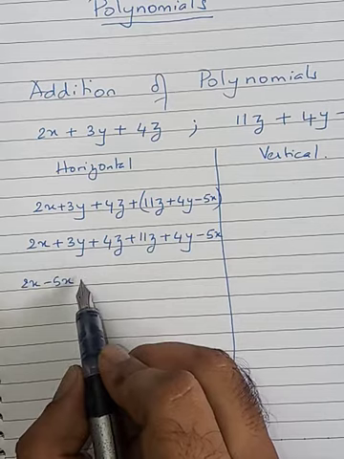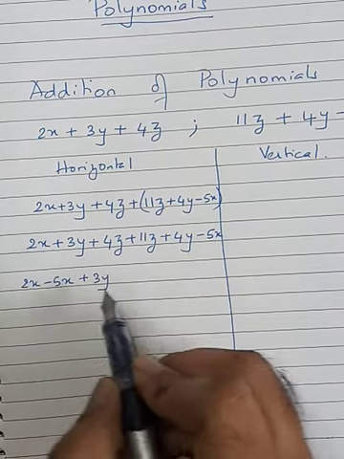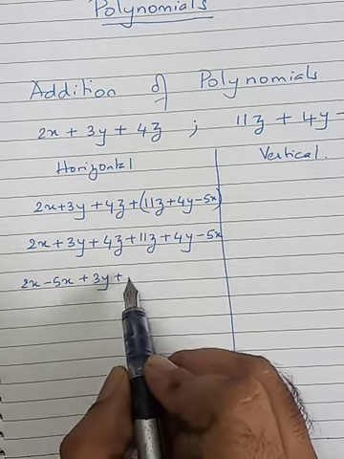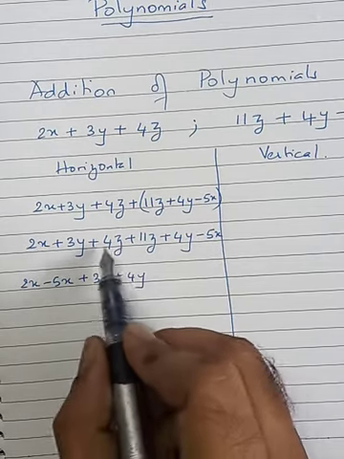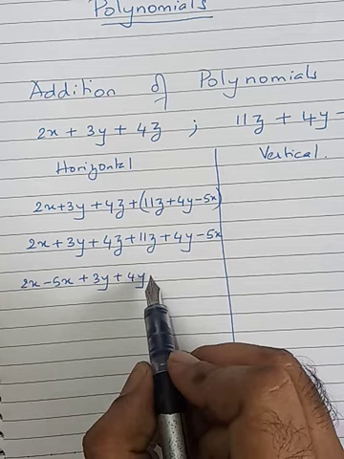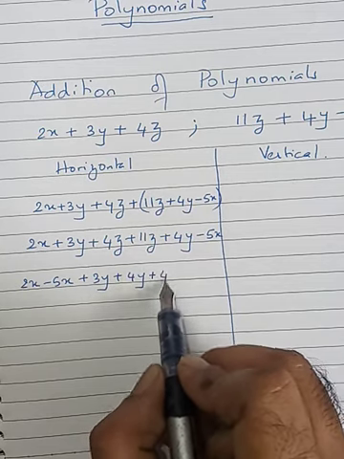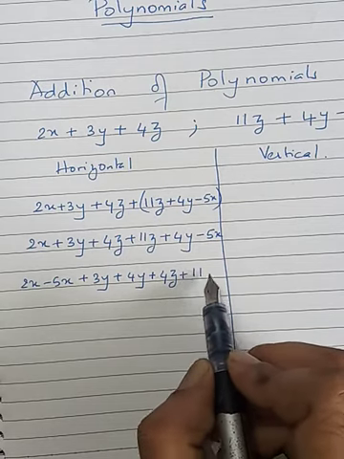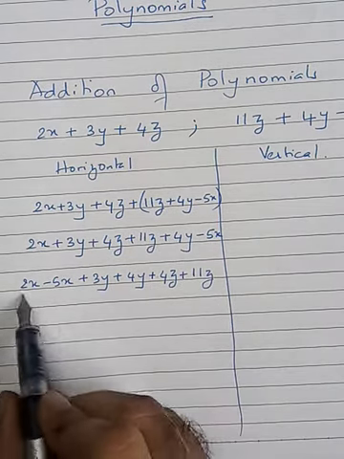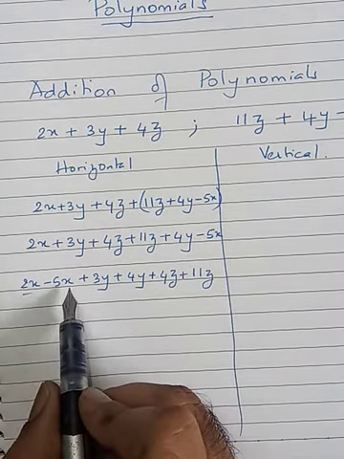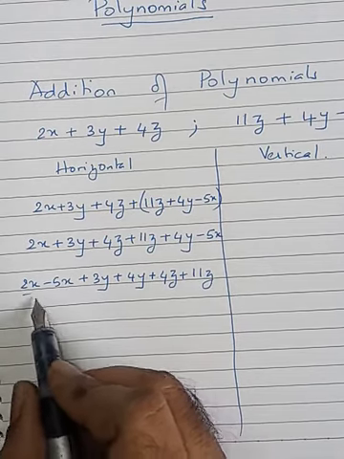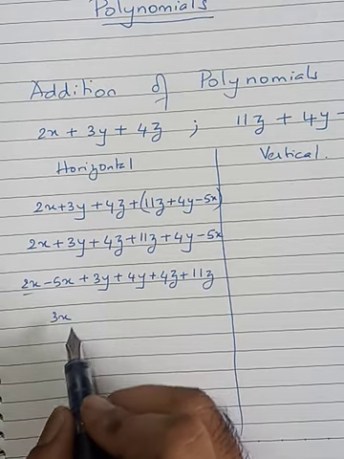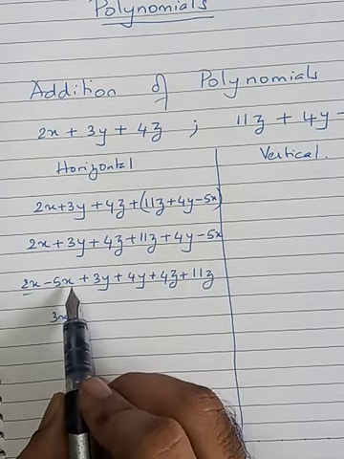Now the next term is plus 3y. Do I have a y term? I have over here plus 4y. Now over here I have got plus 4z. I have over here 11z. I can add this. 2x minus 5x will give me what? 3x. Is it? Or I have to look for the sign also.